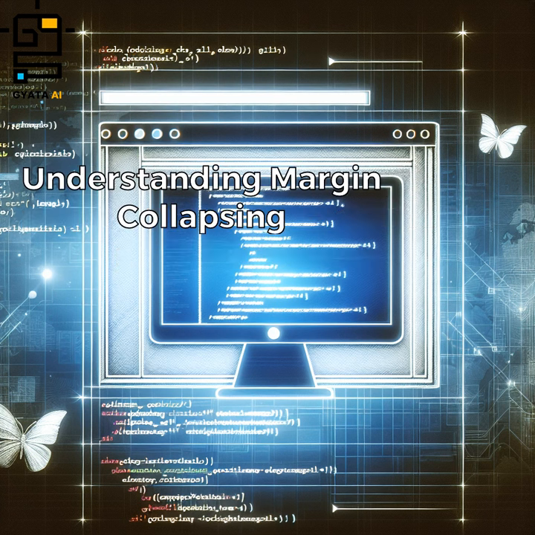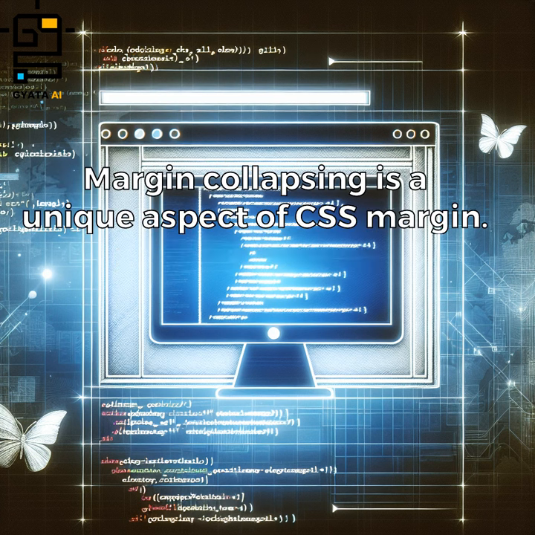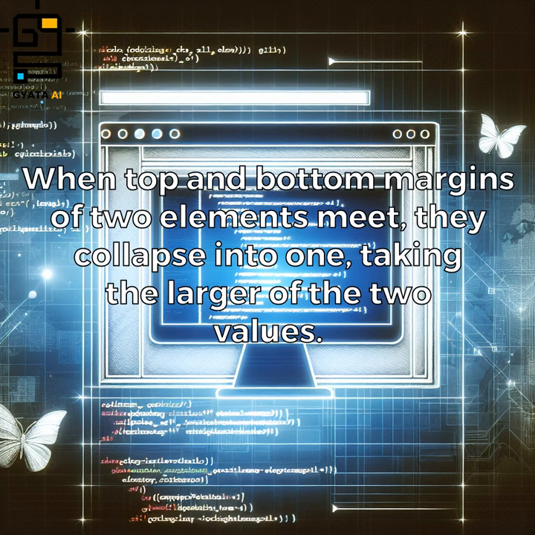Understanding margin collapsing. Margin collapsing is a unique aspect of CSS Margin. When top and bottom margins of two elements meet, they collapse into one, taking the larger of the two values.